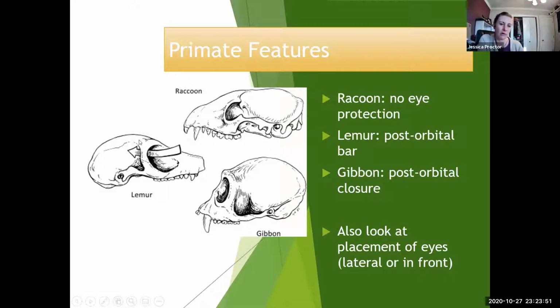And then we have our lower order Strepsirrhine here. This is a lemur skull. So you see that there is an opening. However, you do have this bar here, this bar of bone. This bar of bone is called the post-orbital bar.